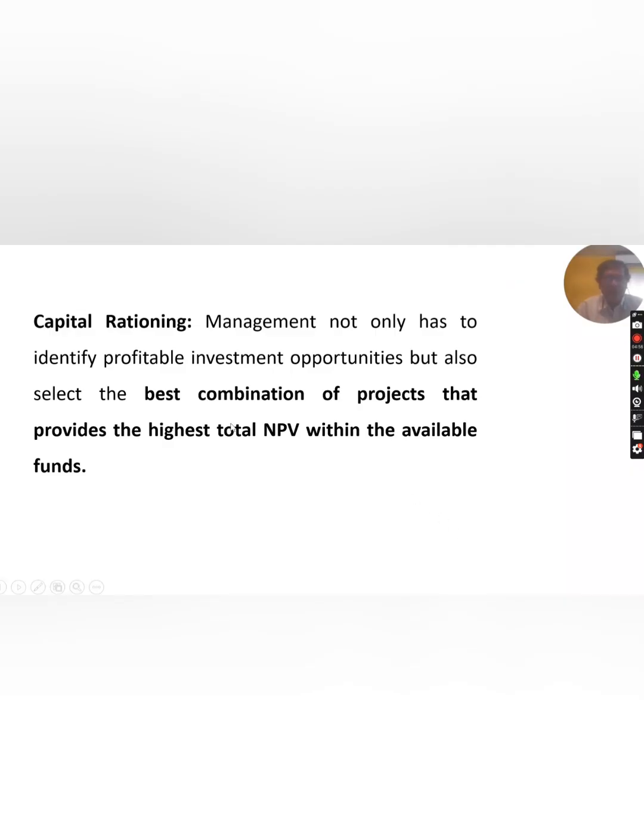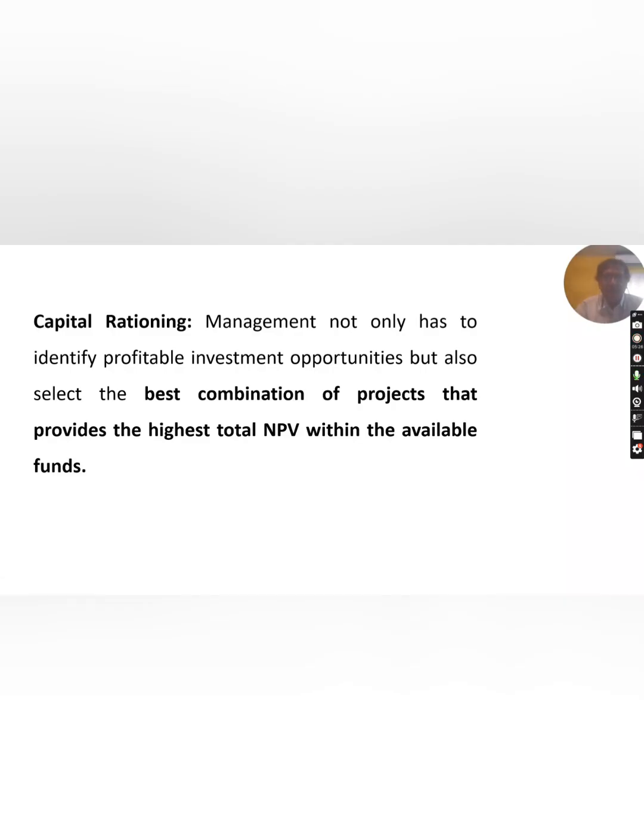Next. Now, again, what is the definition of capital rationing? Actually, capital rationing means fund is limited. It is not always possible to have unlimited funds. Due to various reasons, internal or external fund may be limited. That is called capital rationing.